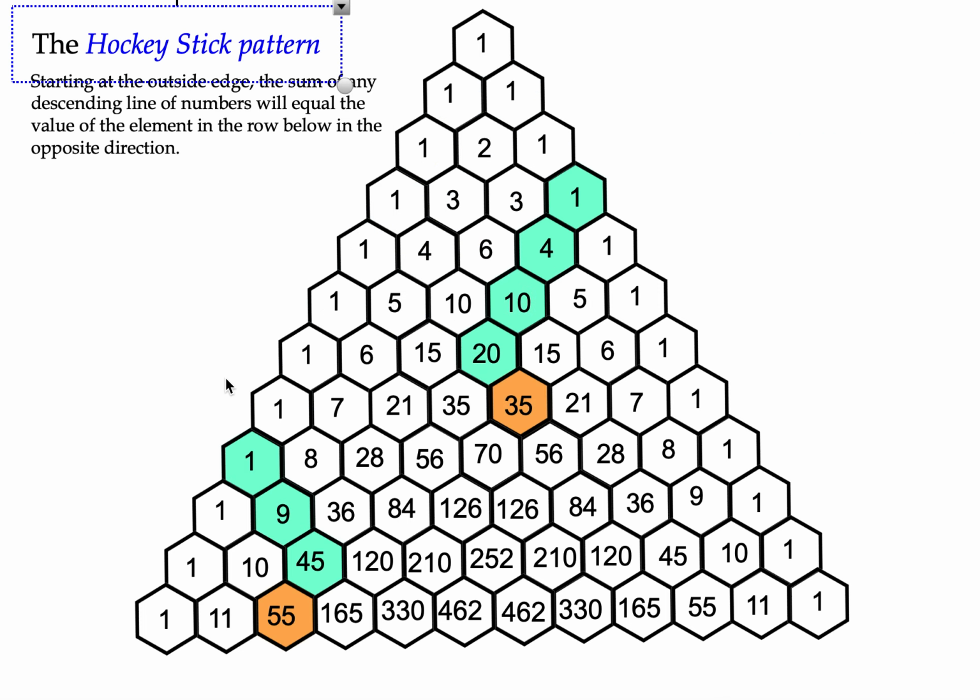There's a hockey stick pattern, which is kind of self-explanatory. If you start from the edge and go down in that sloping fashion between consecutive numbers, and then you do a turn in the opposite direction, the number that you get at the next number is actually the sum of all the ones that have come before. Now, that's a nice little pattern like that.